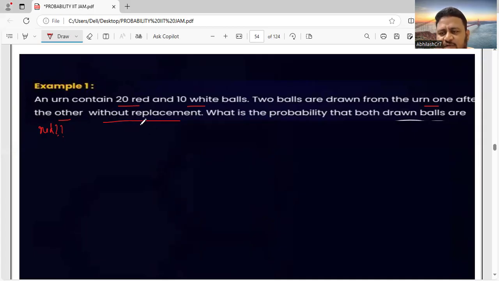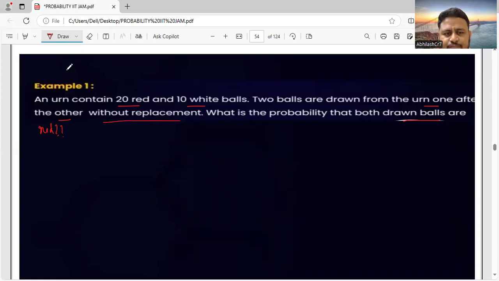If you are putting back the first one again, that means with replacement. Without replacement means you are continuously just removing, and not adding it back to the urn or the bag. So what is the probability that both drawn balls are red? This is the question.